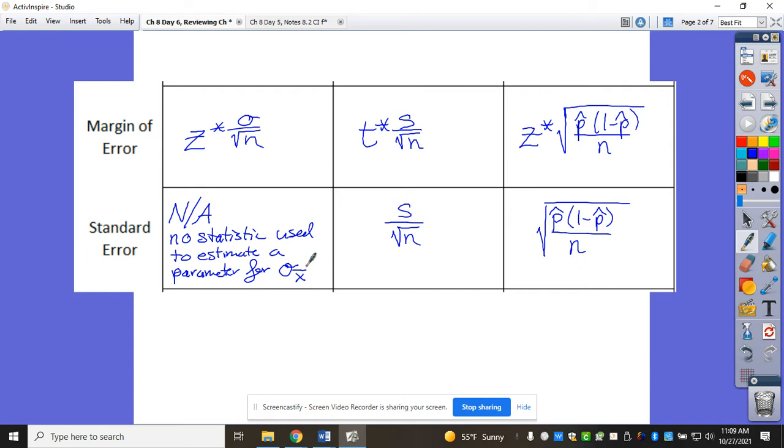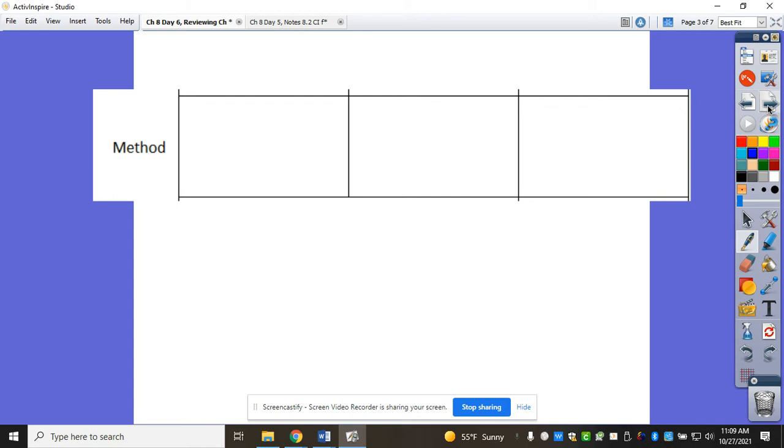All right, so that's all equation stuff. Now, other parts of the 4-step. State, obviously we're using the word mean or the word proportion. That's the only difference. Plan, my method is going to slightly change. What method do I use finding this first column? One sample, z star, what? Interval for means.